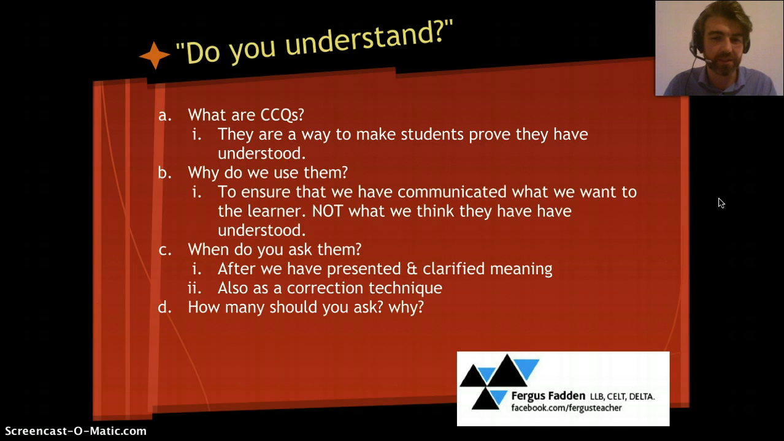How many should you ask and why? Well, we should ask between 1 and 5. Why? If you find yourself asking less than 1, well, you're asking no concept checking questions, and therefore you're not getting the students to prove if they've understood. If you ask more than 5, you're probably not getting to the core meaning of the target language, and you're probably going to bamboozle your students. So try to keep it between 1 and 5, and we'll say a happy medium of, on average, around 3.